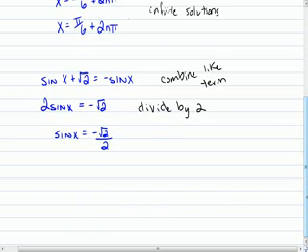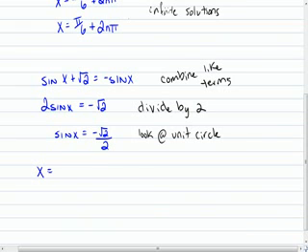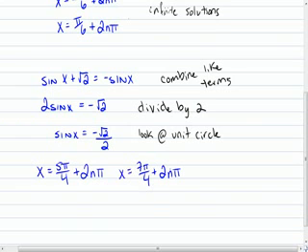Okay, so the question is, what angle has a y-coordinate of negative square root of 2 over 2? And we need to consult the great circle. A y-coordinate of negative square root of 2 over 2. 5 pi over 4 does it. 7 pi over 4 does it. So we have two solutions, 5 pi over 4 and 7 pi over 4. So it could be 5 pi over 4 plus any number of trips around the circle, and it could be 7 pi over 4 plus any number of trips around the circle.